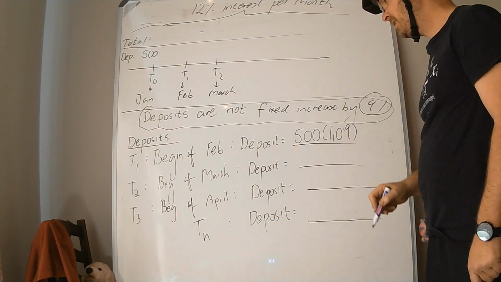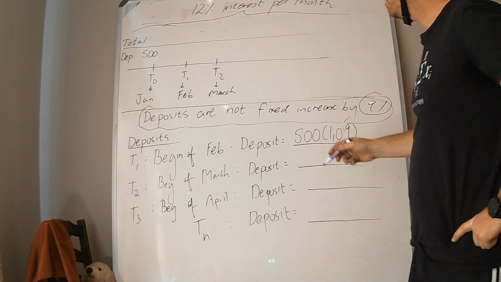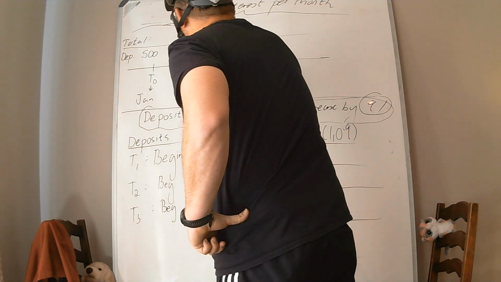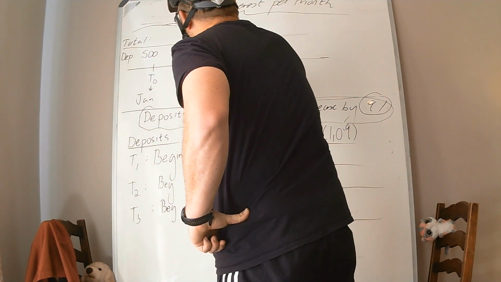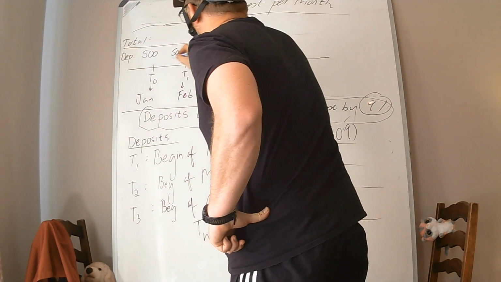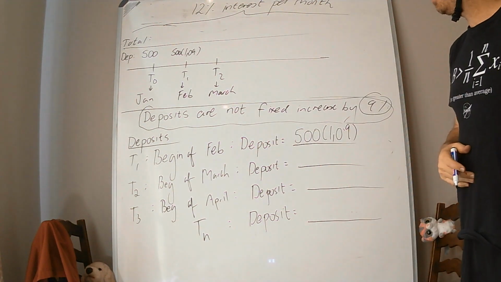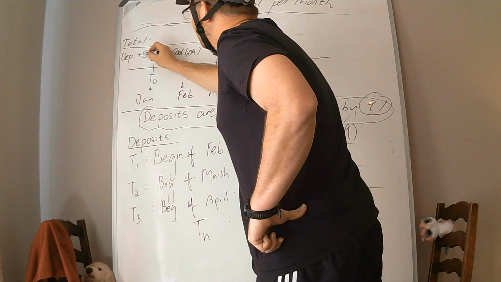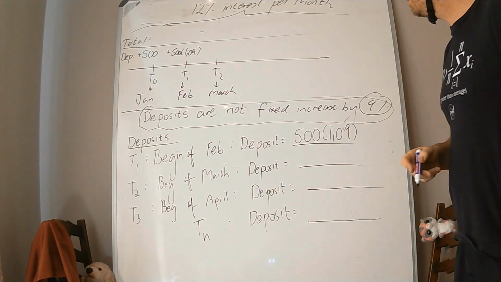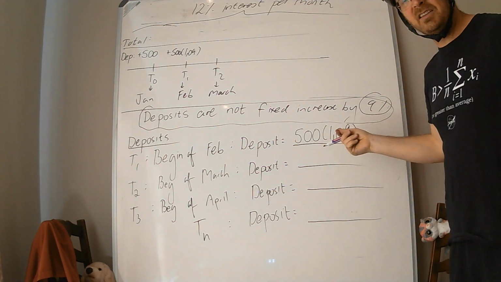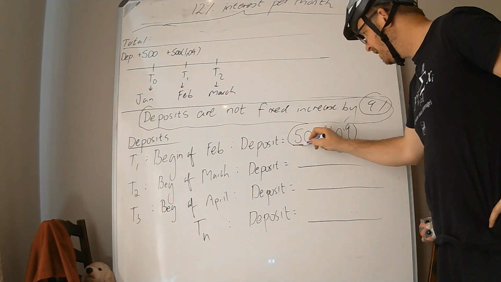1.09. So now her deposit is, I'm not going to work it out, 500, because I'm more interested in the pattern. So here are your deposits, 500 times 1.09. Here they add 500, here you add 500 times 1.09. Her deposits increase.